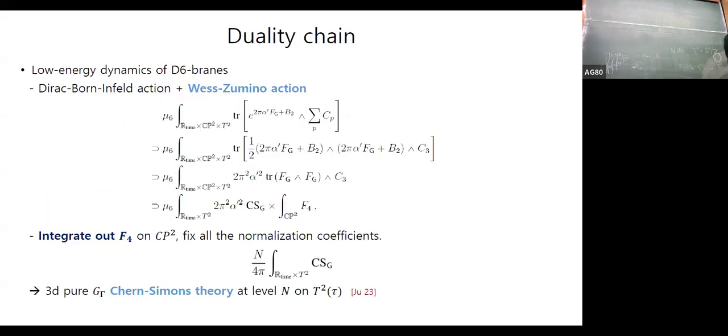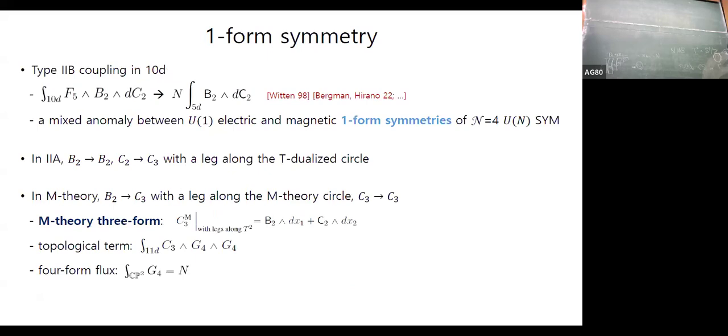And so we have found the string theory origin of this duality. And now I want to talk about one-form symmetry action. So we have the following type 2B coupling, F5 wedge B2 wedge dC2. If you integrate F5 on S5, you'll have this action. And actually, this is nothing but a mixed anomaly between the electric and magnetic one-form symmetries of N equals 4 U(N) super Yang-Mills.